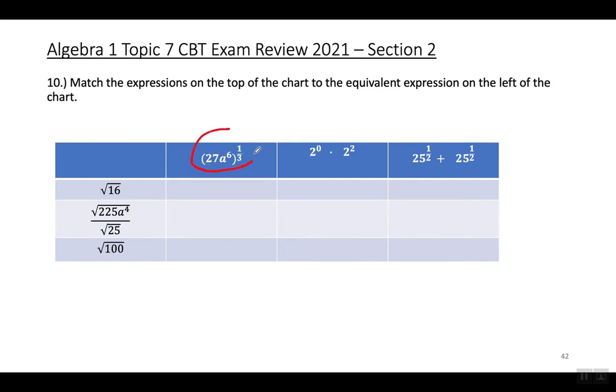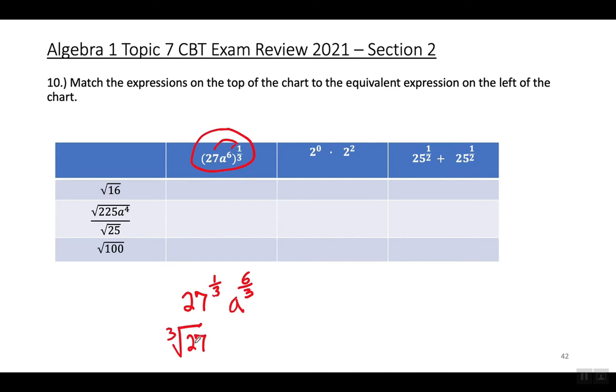Vamos a mirar a este. Alright, so remember that if you have an exponent, this exponent on the outside, the 1/3, I got to distribute it to everything inside the parentheses. El 1 sobre 3 lo tengo que distribuir a todo lo que está dentro de los paréntesis. When I distribute it, it's going to become 27 to the 1/3 power times a to the 6 over 3 power. Okay, 27 to the 1/3 power, that means the cube root of 27.